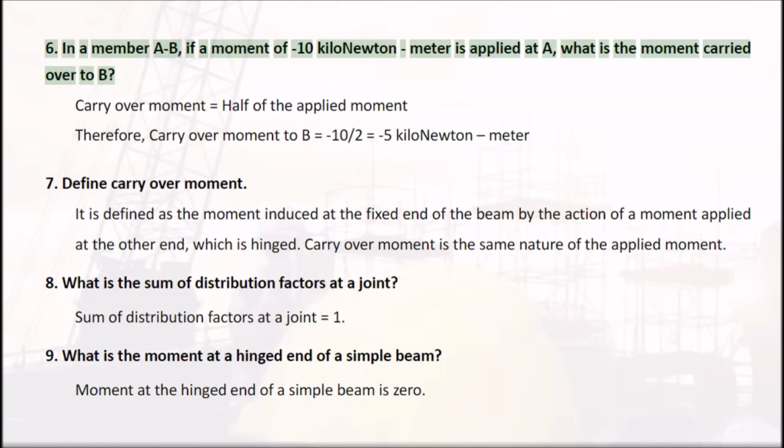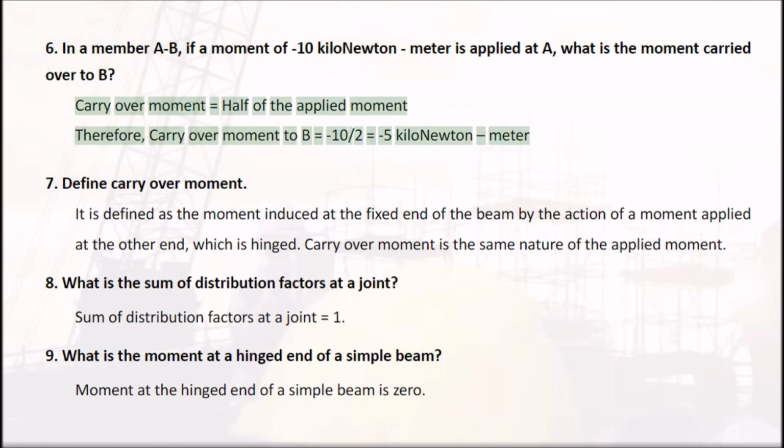6. In a member AB, if a moment of -10 kN is applied at A, what is the moment carried over to B? Carryover moment equals half of the applied moment, therefore, carryover moment to B equals 10/2 equals 5 kN.